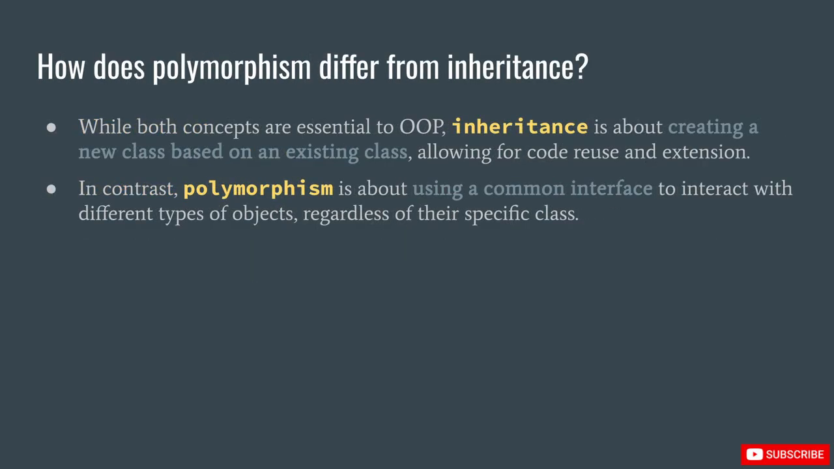Polymorphism and inheritance are both fundamental concepts in object-oriented programming, but they serve different purposes. Inheritance focuses on creating a new class based on an existing class, enabling code reuse and the extension of functionality. On the other hand, polymorphism allows us to use a common interface to interact with different types of objects, regardless of their specific class. This distinction highlights how inheritance establishes relationships between classes, while polymorphism enhances flexibility in how we work with those classes.